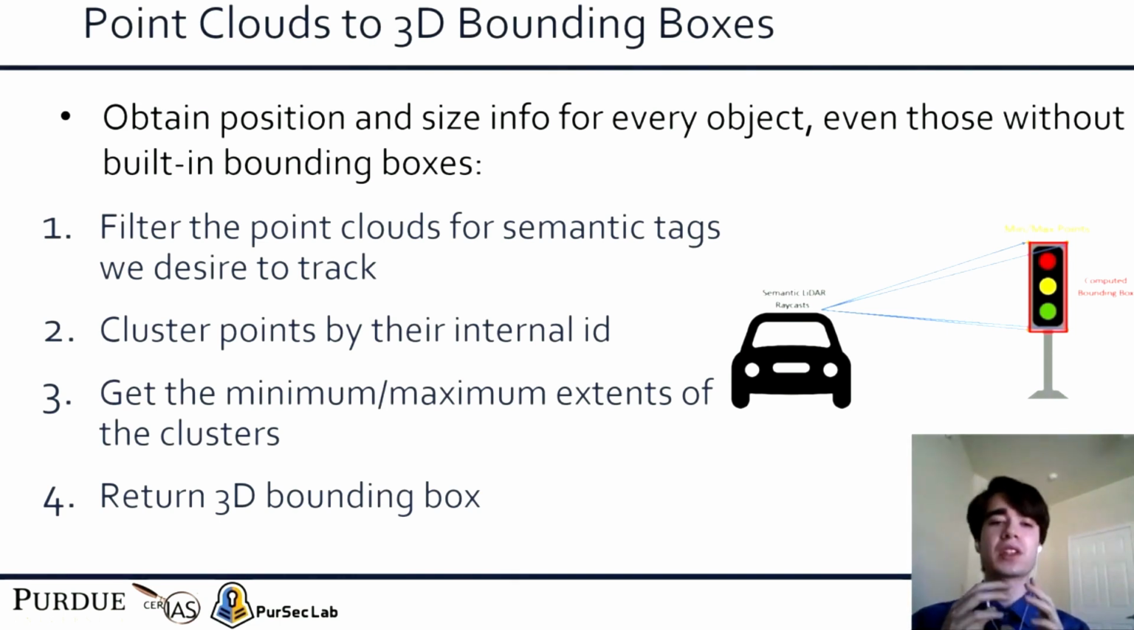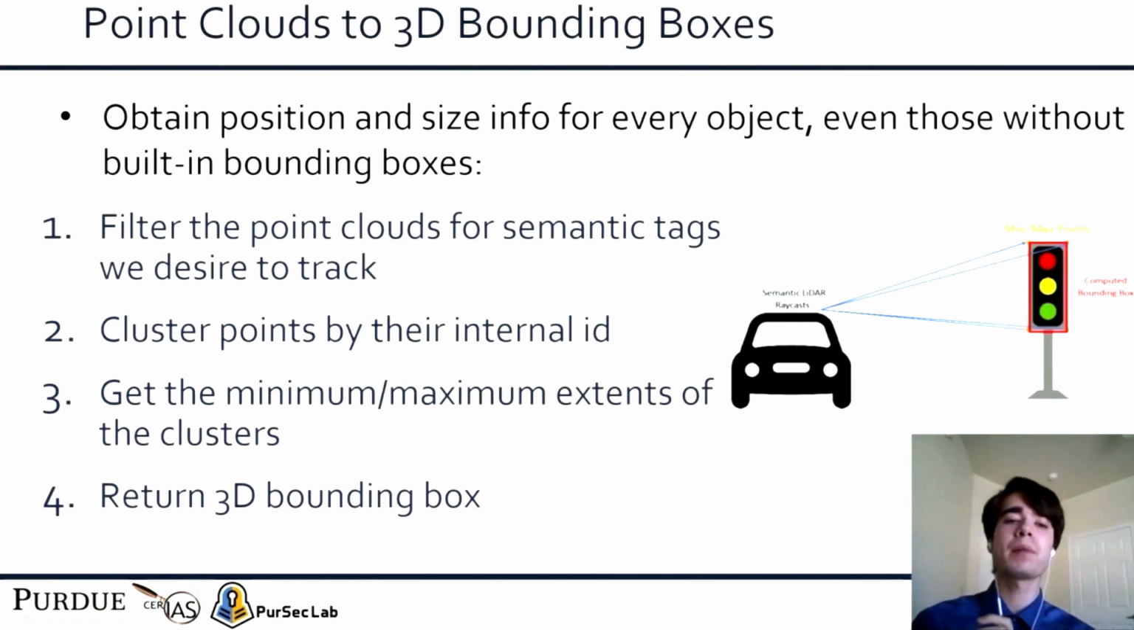Now we can cluster the points by their internal ID. So we can say this is traffic light number 1, this is traffic light number 2. We start pulling them into their own point clouds, and we separate the point clouds by internal ID. So we have each object as its own point cloud. Then the problem transforms from just pulling the simulation state for the bounds of the object.